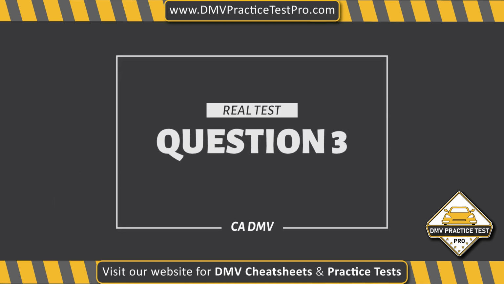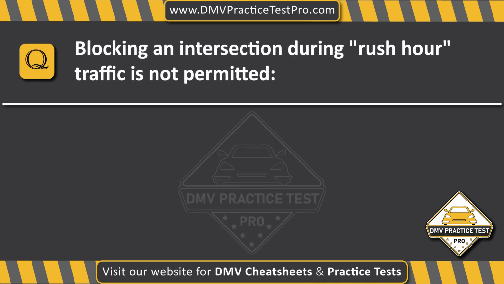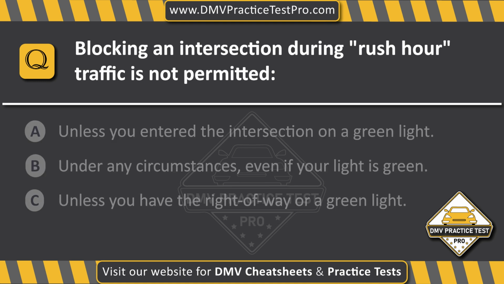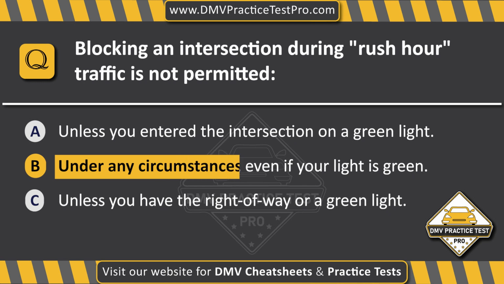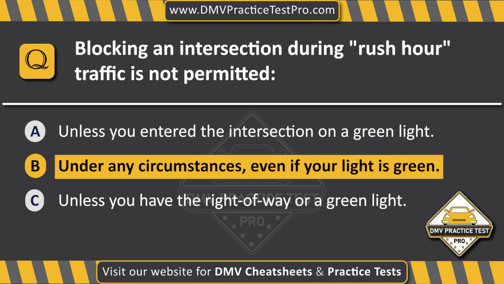Question 3. Blocking an intersection during rush hour traffic is not permitted. Option A, unless you enter the intersection on a green light. Option B, under any circumstances, even if your light is green. Option C, unless you have the right-of-way or a green light. The correct answer is Option B, under any circumstances, even if your light is green.